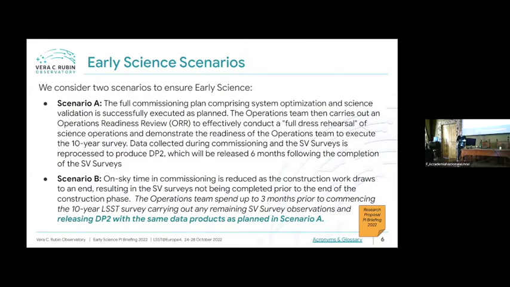In previous versions of the thinking about early science, we did throw around the idea of running a special early science program or a template generation program or observing a different part of the sky. We've decided not to do this and to simplify the plan and to just say, we will complete the science validation surveys. If they're not completed, operations will complete them, and then we will move straight on to the 10-year survey and reduce data preview 2. Are there any questions around that?